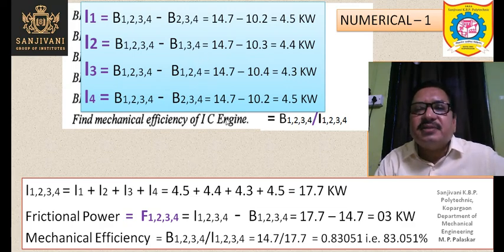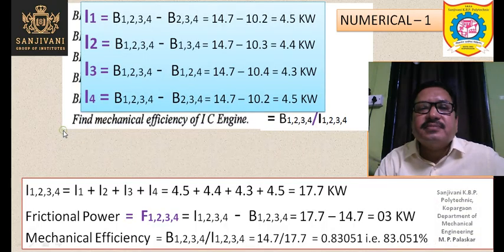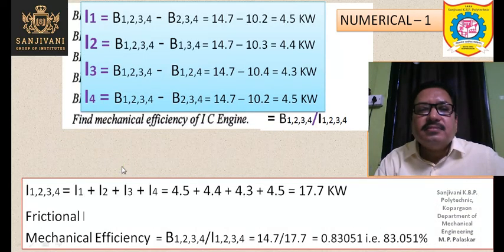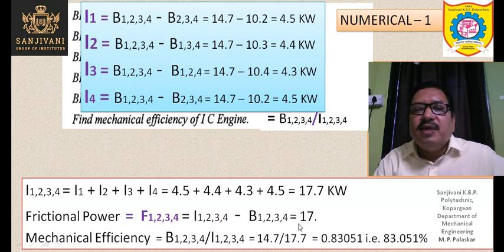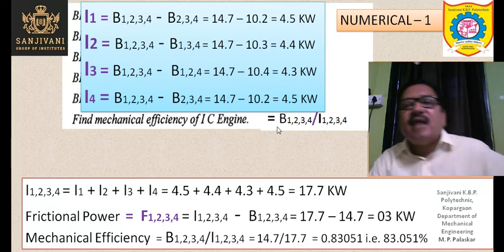Already we have seen this, that B1234 is 14.7, right? So if you want to see it again, we can see that B1234 is 14.7 kilowatt. So B1234 we have taken as 14.7 kilowatt, and I1234 already we have found out as 17.7 kilowatt. So the difference is 3 kilowatt. So that is the value of frictional power. That is one of our answers. Though it is not asked in this problem, it is generally asked in various problems.